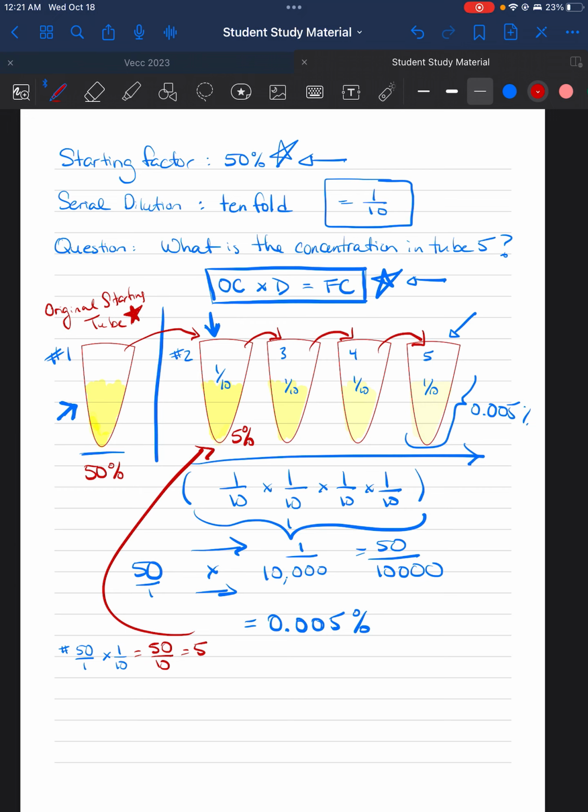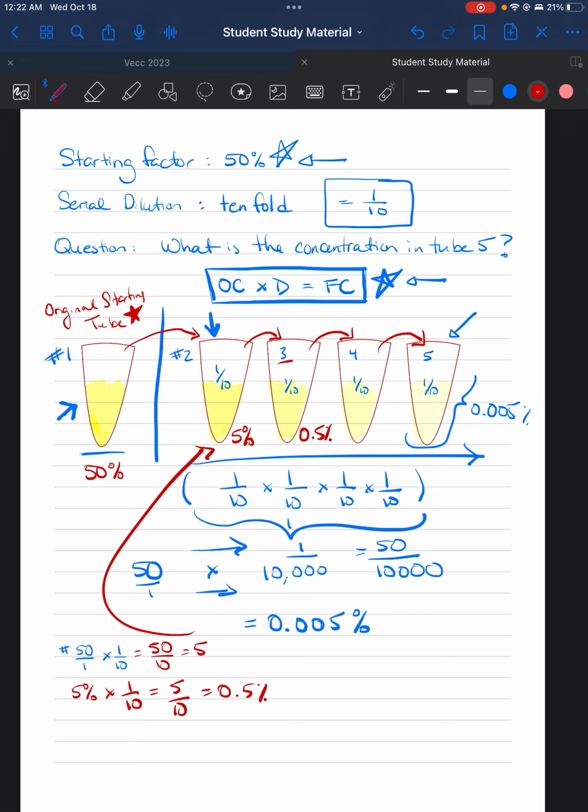Now, if we ask again what is in number 3, we do the same thing here. Don't make the mistake of going 50 again times 1 in 10, because we're going to take the solution that's in number 2. And we now know the solution in number 2 is a 5% solution. So we go 5% times 1 in 10, right? So that equals 5 over 10. So you go 5 divided by 10, and that gives us 0.5%. So now the solution in number 3 is a 0.5% solution.